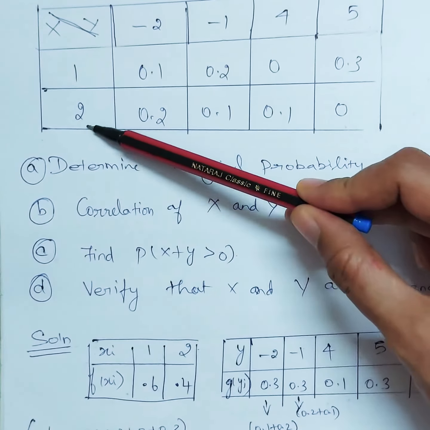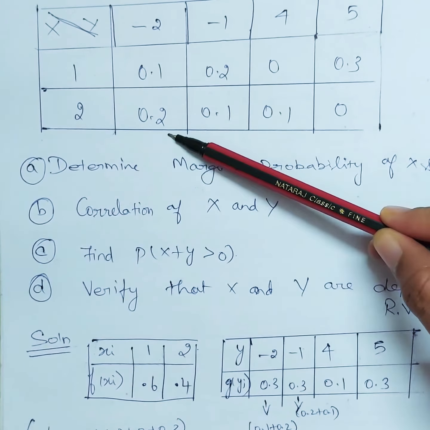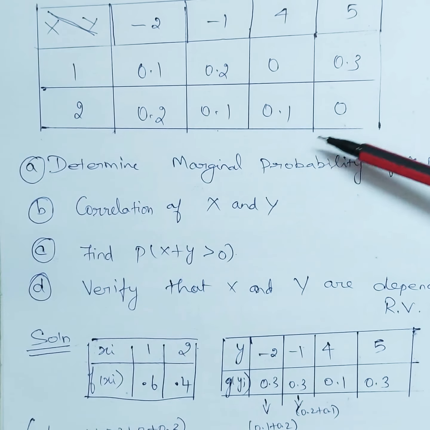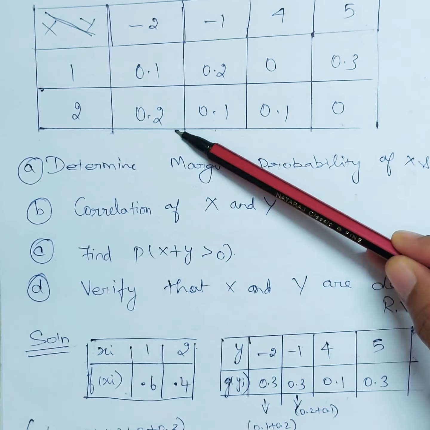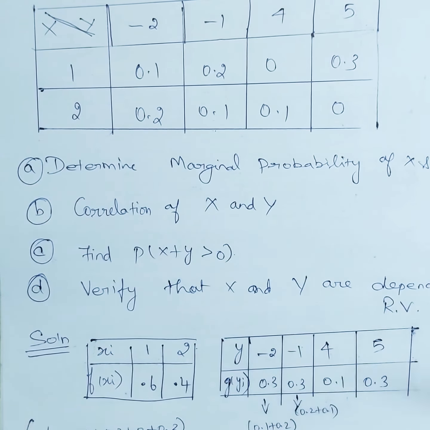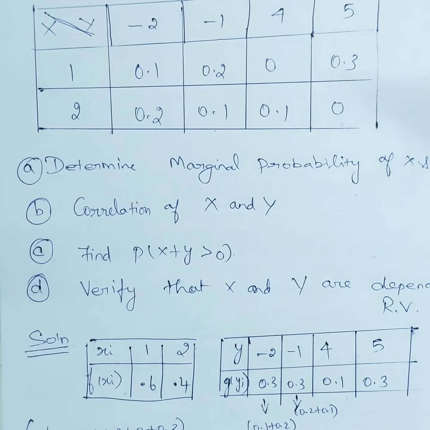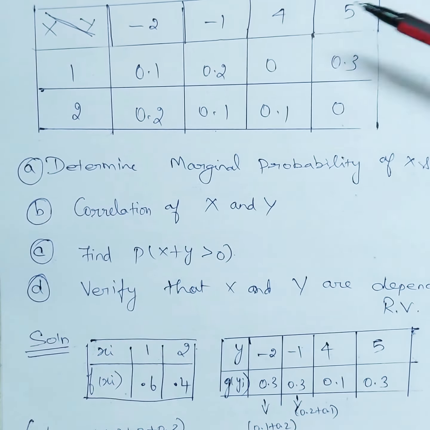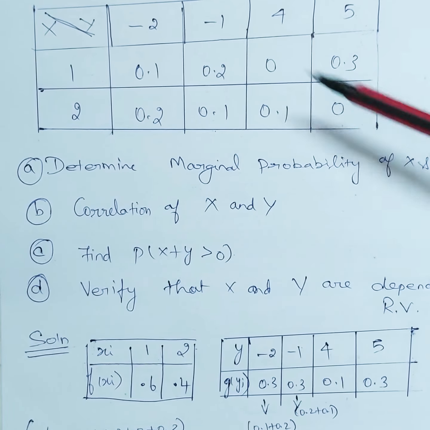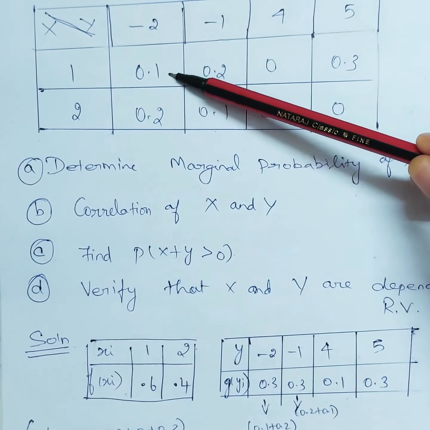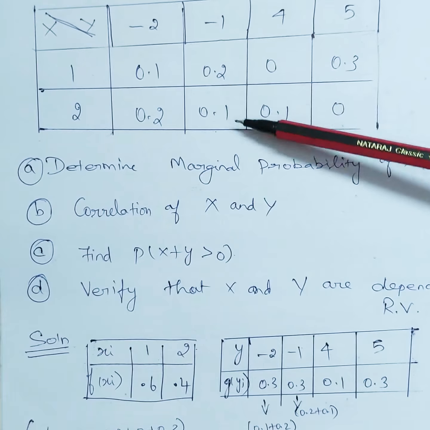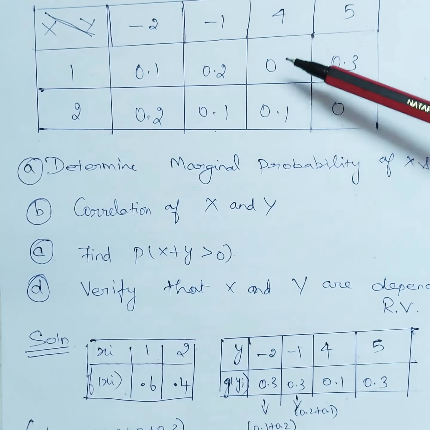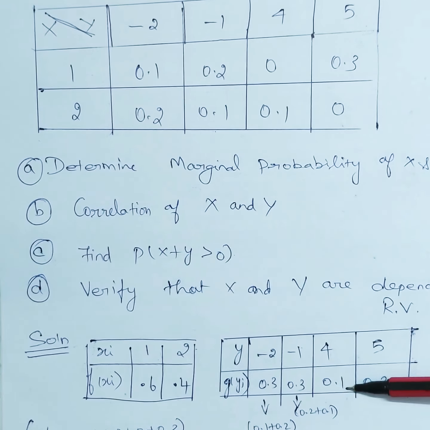Now for the corresponding value of 2, what are the values in that row? 0.2 plus 0.1 plus 0.1 plus 0. So 0.1 plus 0.1 is 0.2, 0.2 plus 0.2 is 0.4. That is what we have written here. Similarly for y, what are the values of y? -2, -1, 4, 5. So we have written these values over here. Below -2, what is the value? 0.1. Now we are going to add column wise. 0.1 plus 0.2, 0.3. 0.2 plus 0.1, 0.3. 0 plus 0.1, 0.1. And the last value 0.3 plus 0, 0.3.